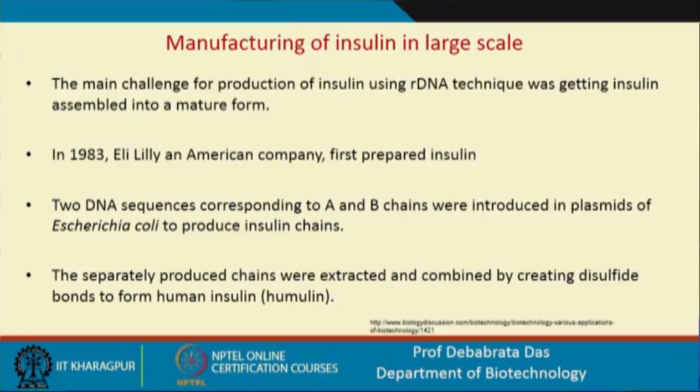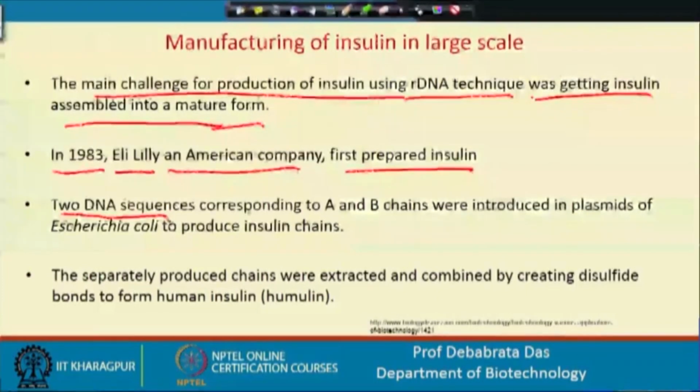Now, how is insulin produced on a large scale? The main challenge for the production of insulin using rDNA technology was getting the insulin assembled in a mature form. In 1983, Eli Lilly, an American company, first prepared insulin, as I already mentioned before. Because there are two polypeptide chains, we require two DNA sequences corresponding to the A and B chains, which were introduced into plasmids of Escherichia coli to produce the insulin chains.